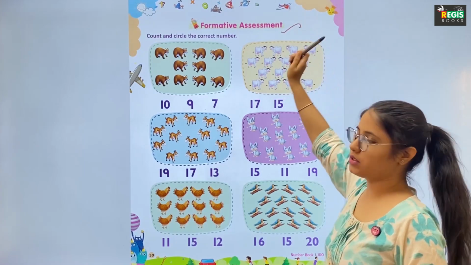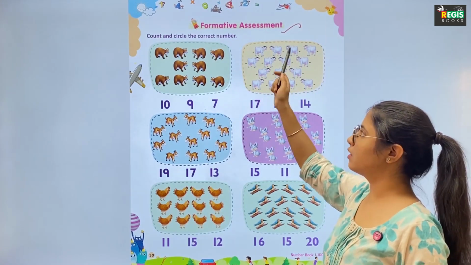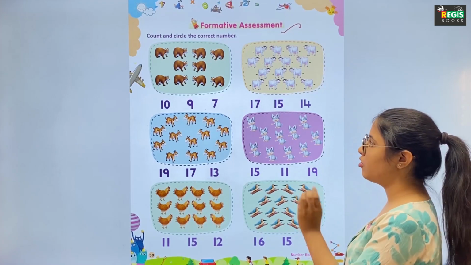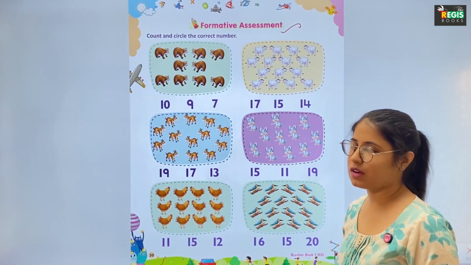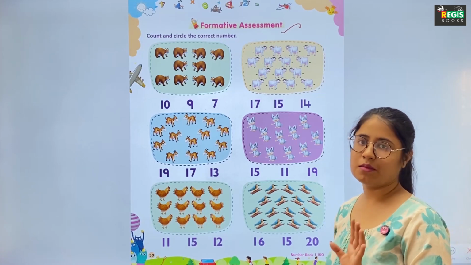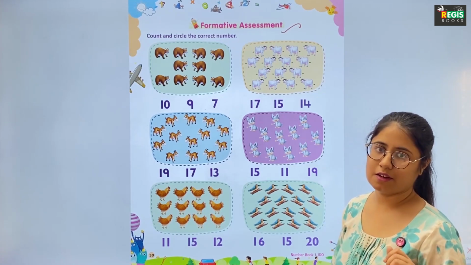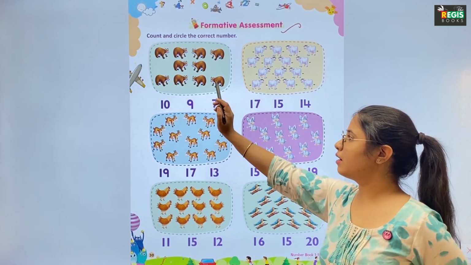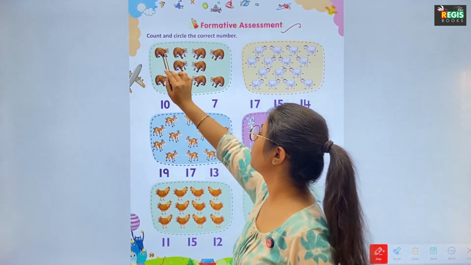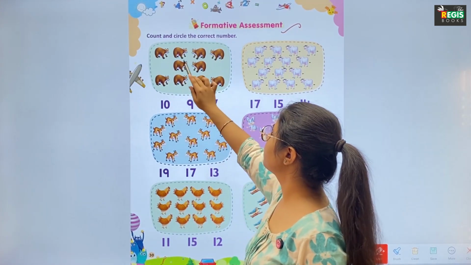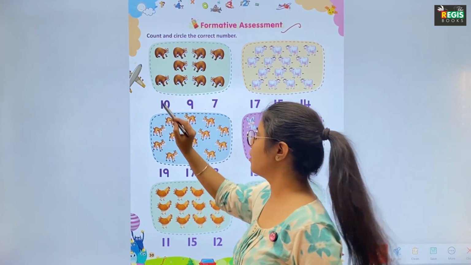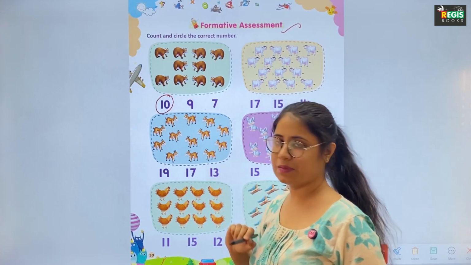Formative assessment. Count and circle the correct number. So kids, यहाँ पे आपको objects given है, नीचे आपको कुछ number के options given है. Objects को count करना है, given options में से सही number of object को circle करना है. So kids, here are number 10, 9 and 7. Let's count the objects. 1, 2, 3, 4, 5, 6, 7, 8, 9, 10. So the correct number is 10.